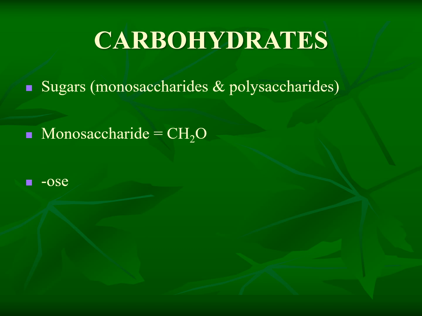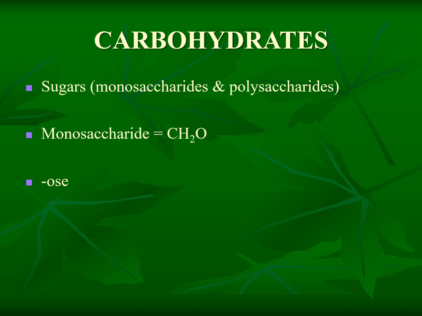So we're going to start with carbohydrates. Basically, these are sugars. There's different types of sugars. The way we classify them: monosaccharides, polysaccharides. Monosaccharides tend to be smaller, as the name implies. They tend to have a certain ratio. For every one carbon, there would be two hydrogens and then one oxygen.